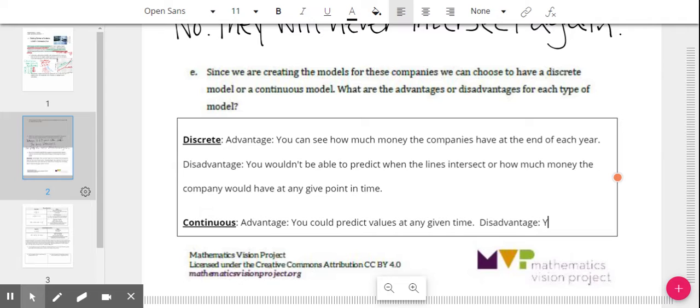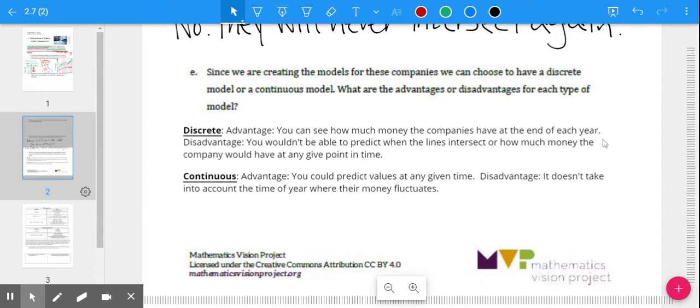you're assuming that the price, or the amount they're saving, their net income, is always increasing. So a disadvantage would be that it doesn't take into account the periods of the year where they may have a little bit of rise and fall, where their money fluctuates. It may go up, it may go down, but at the end of the year, as long as they're following that same path, it's an easy way to predict it.